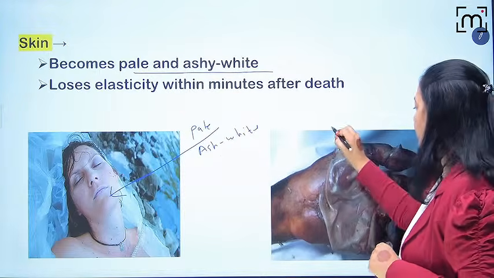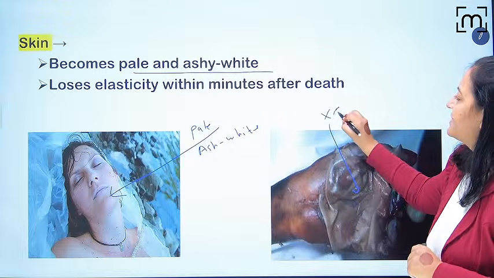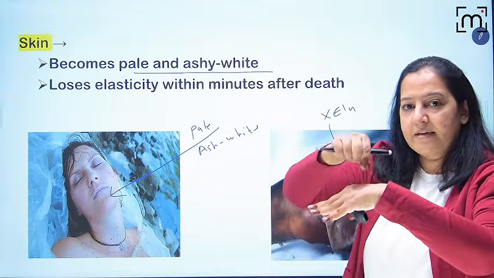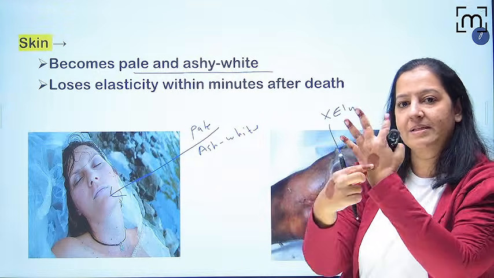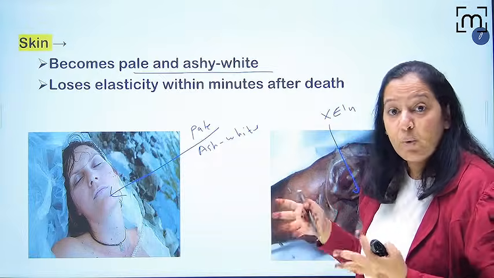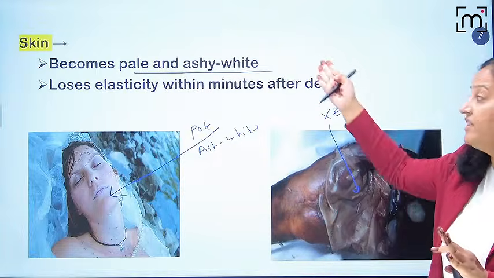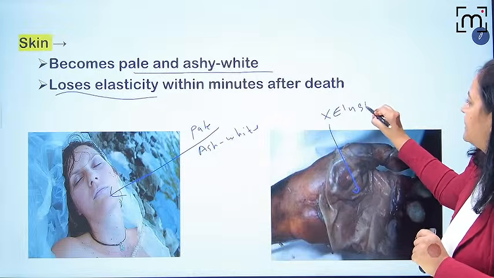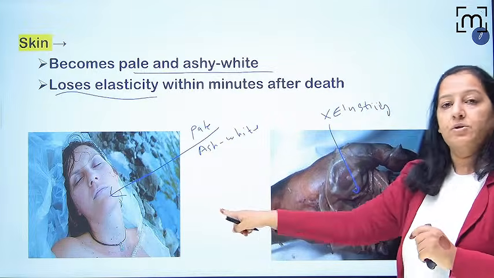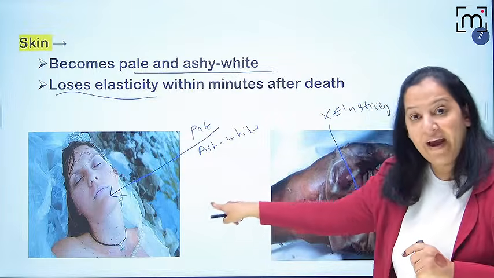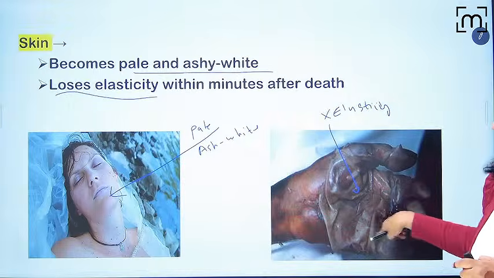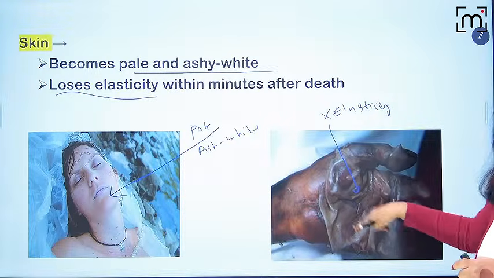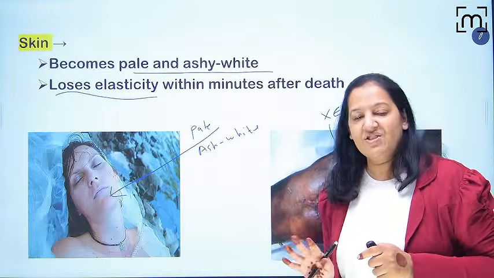And number 2, skin loses elasticity. Normally the skin is elastic. Now you can feel the elasticity in your own skin. See, the skin is elastic. Here there is no elasticity. Loss of elasticity occurs within a few minutes after death. So the color becomes pale, ash white, and elasticity is lost. You can appreciate that the elasticity of the skin is lost here. So that is the changes in the skin.